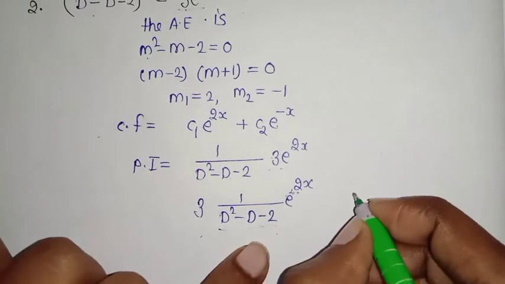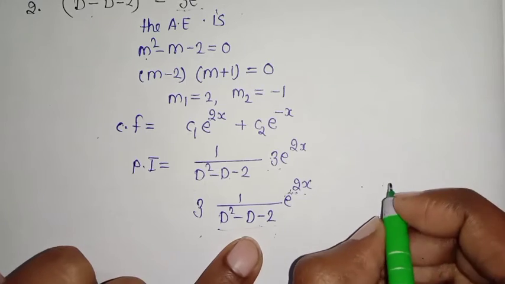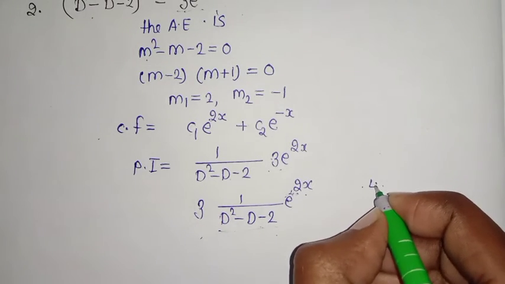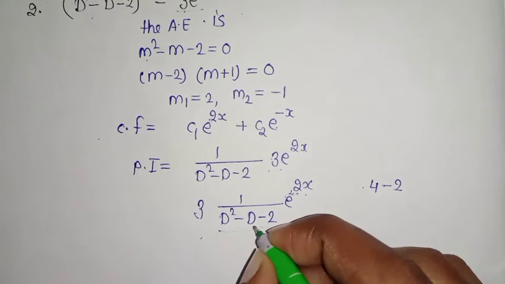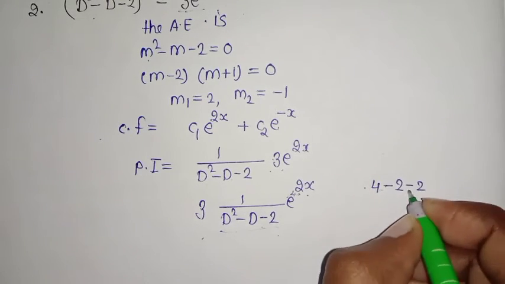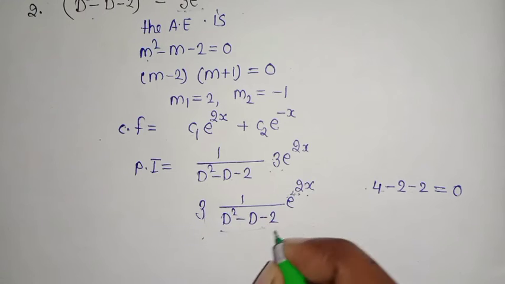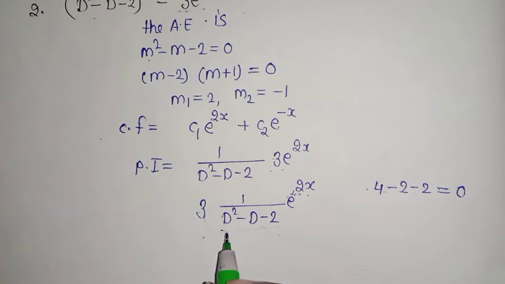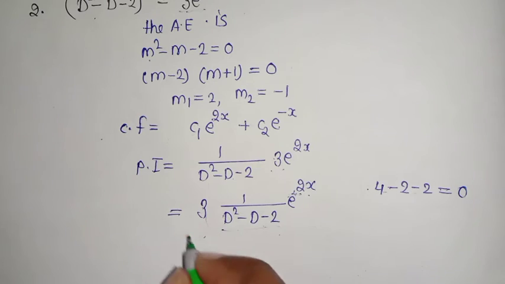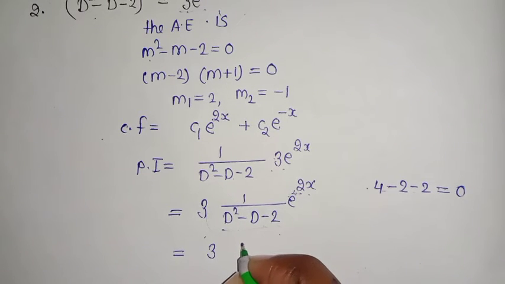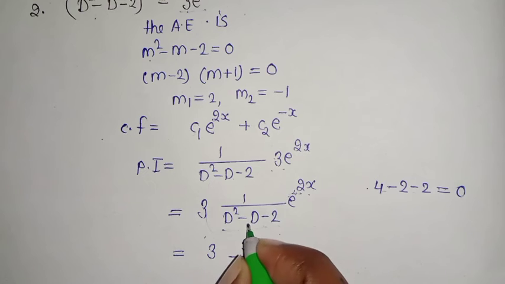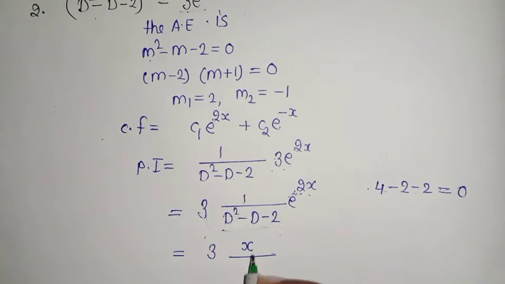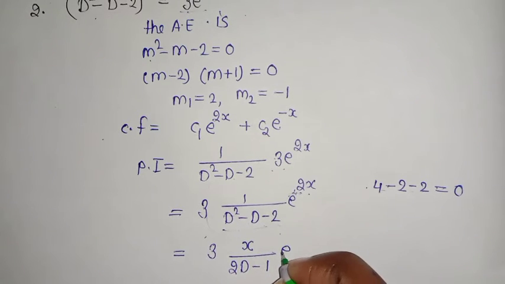So I am going to check it here. If we put d is equal to 2 here, then this gives me 4 minus 2, because d is 2, minus 2. So you can see 4 minus 4 becomes 0. So our denominator is 0 here if we put d is equal to 2. So we cannot directly apply the method of PI. So firstly we have to multiply the numerator by x, and then we have to take the derivative of the denominator function. So if we take the derivative, then what we get? 2d minus 1 e raised to power 2x.